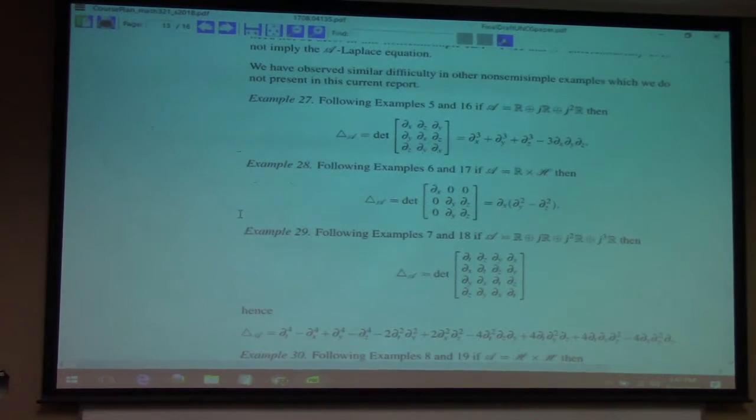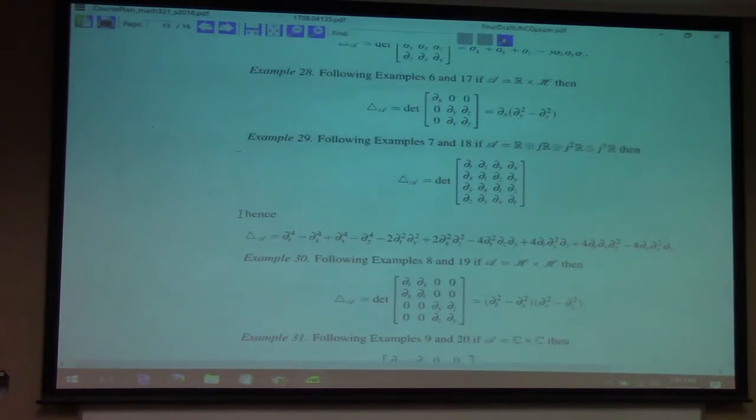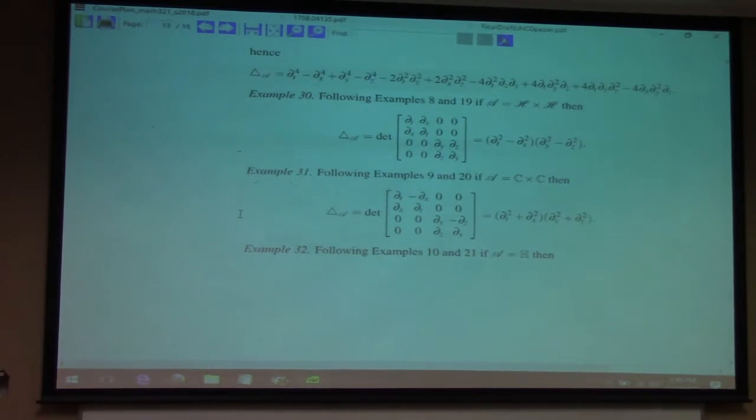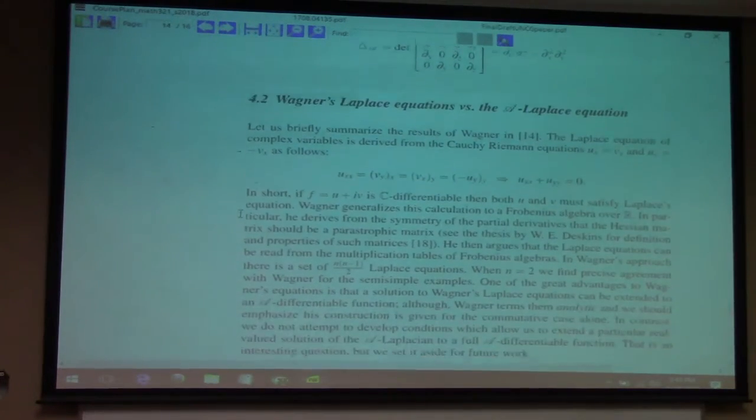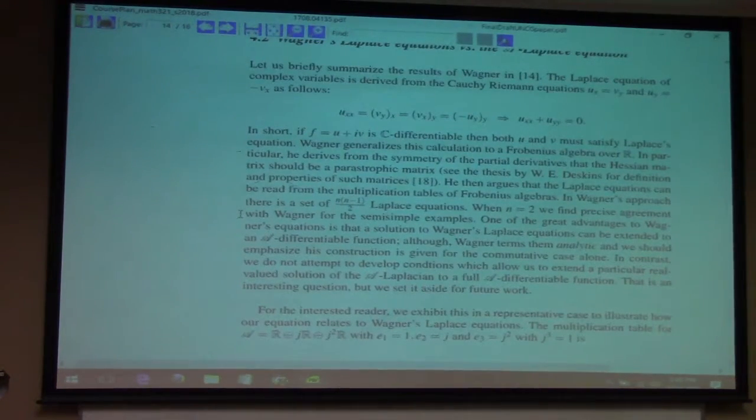You recognize these patterns. Essentially, I'm just taking the determinant zero divisor formula and replacing the A, B, C with corresponding partial derivatives. But this came before that, okay? Or kind of the same time. This is Spencer's invention. And anyway, we were able to prove that if you had a commutative semi-simple algebra, then the component functions of an A differentiable function automatically solve the A Laplacian, in the sense that if you take the A Laplacian and act on them, it gives you 0.